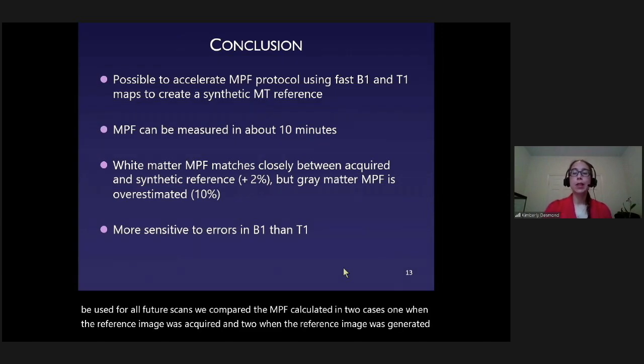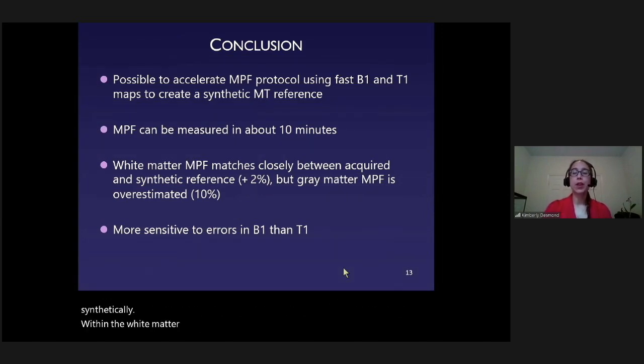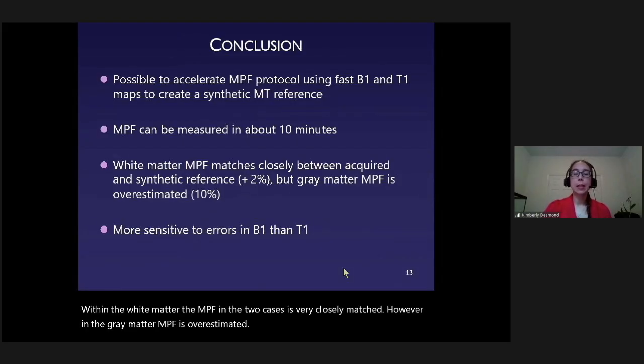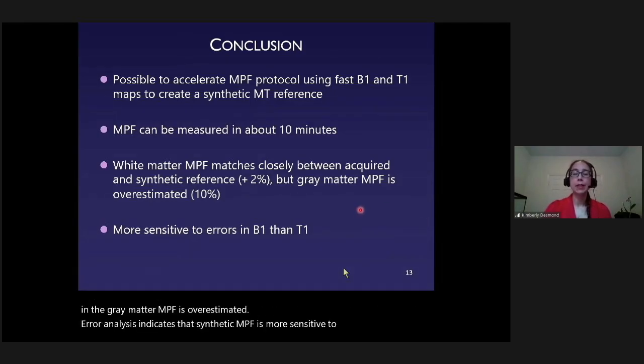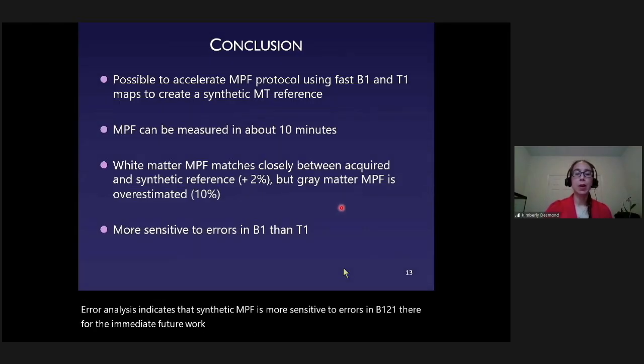Within the white matter, the MPF in the two cases is very closely matched. However, in the gray matter, MPF is overestimated. Error analysis indicates that synthetic MPF is more sensitive to errors in B1 than T1. Therefore, the immediate future work will focus on resolving B1 errors.